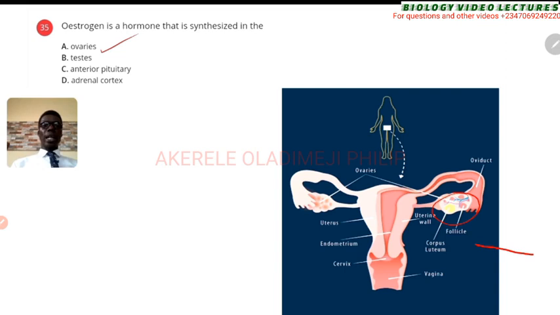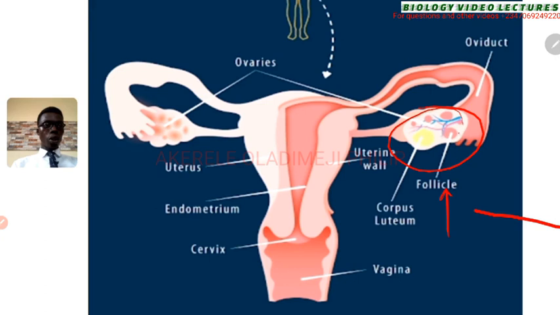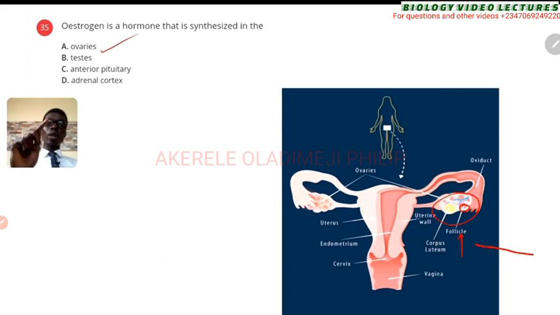Actually, what really secretes estrogen is not the ovary itself, but the follicle in the ovary. So this is the ovary, but this structure is the follicle. The follicular cells are the ones that actually secrete estrogen. However, because the follicular cells are inside the ovary, we can pick that. But I'm saying this emphatically: if in the options you have ovary and you also have follicles, please go ahead and choose follicle, because the actual site is the follicle, not the ovary. But as it is here, the best option is still ovary. All right.